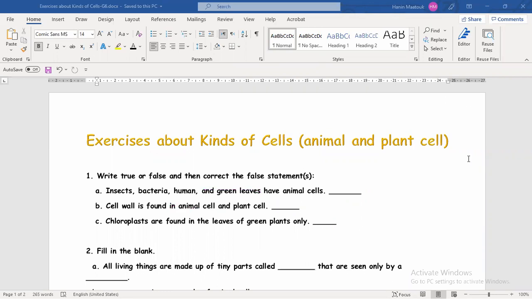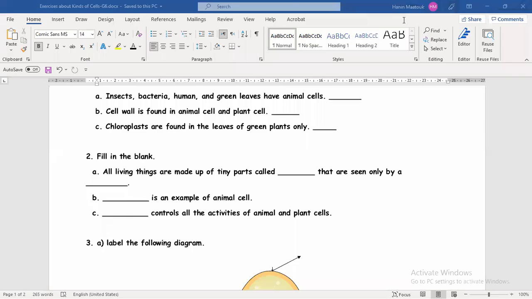Number two is fill in the blank. Let's start. All living things are made up of tiny parts called blank that are seen only by a blank. Fill in the blank means that you have missing words and we will fill them with a suitable one. And for sure, it's from our study and from our acquired knowledge, what we have studied in the lesson. All living things are made up of tiny parts.